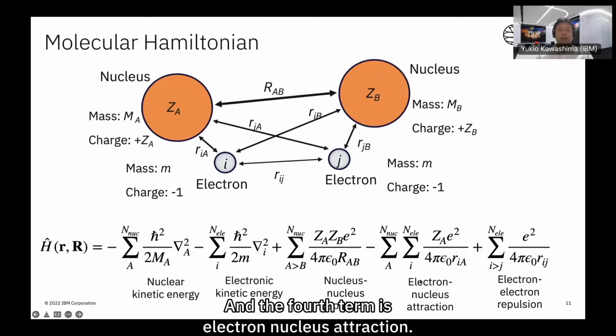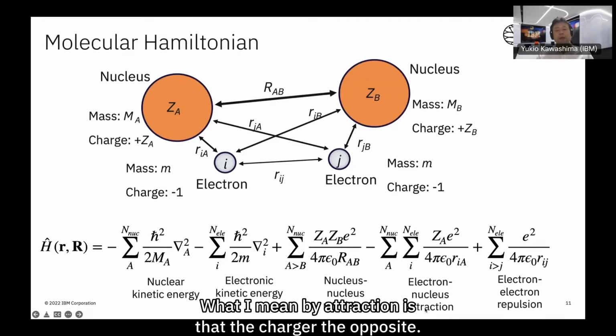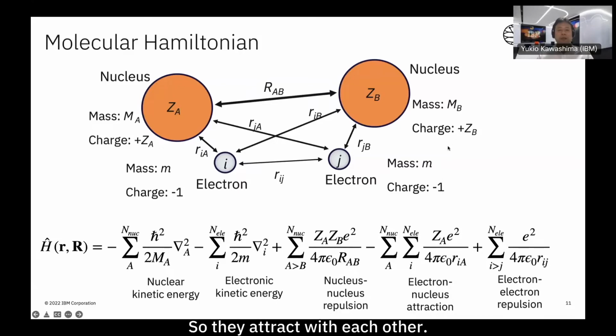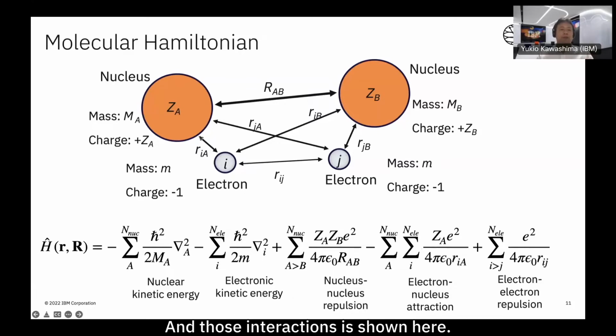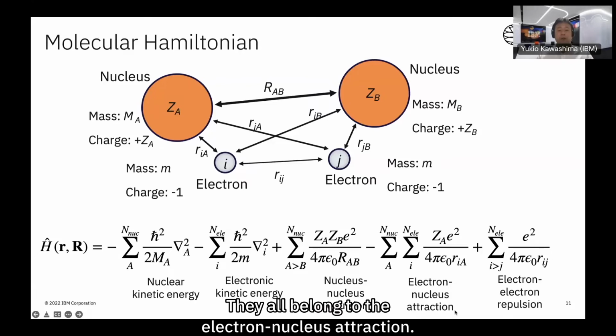And the fourth term is electron-nucleus attraction. What I mean by attraction is that the charges are opposite, so they attract each other. So large A runs through all nuclei, and small I runs through all the electrons. And you see there's 4 pi epsilon naught RIA with one lowercase and one uppercase letter. And those interactions are shown here: RIA, RJA, RIB, and RJB. They all belong to the electron-nucleus attraction. Again, they are the electrostatic potential between the electrons and nuclei.